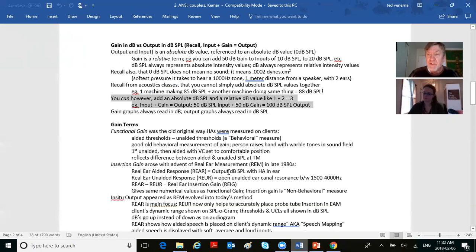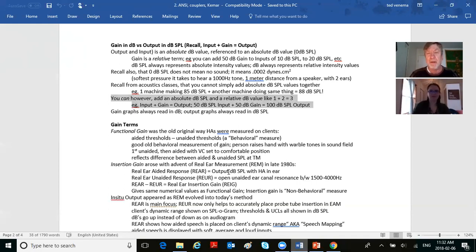So the term to remember, and you can scroll down right over to here, right there. You can, C-A-N, bold-faced, underline, italics, highlight. You can add an absolute dB value and a relative value, like 1 plus 2 is 3. And here's the most important formula for the rest of your lives as an HIS. Input plus gain is output. And people forget that at their peril.